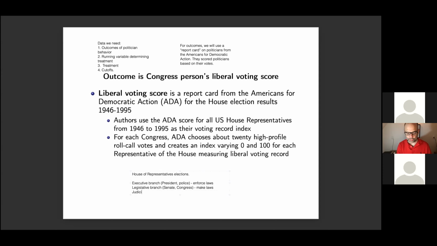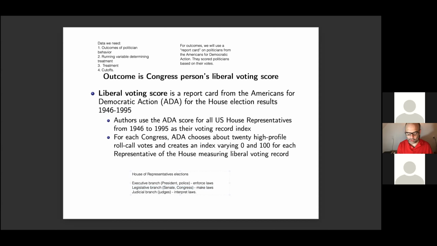And then we have the judicial branch. This is judges, and they interpret laws. And what we're going to do is focus on the legislative branch of government. All of these have elections.